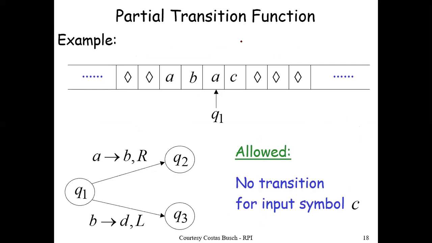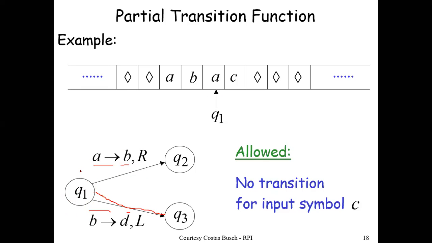Partial transitions. Sometimes you can write a partial transition. What type of partial transition is that? You are on Q1 and your cursor is on A. You read A, write B, and move right. It's allowed, but your cursor is on A and you have a transition read B, write D. It means currently we cannot move from Q1 to Q3.